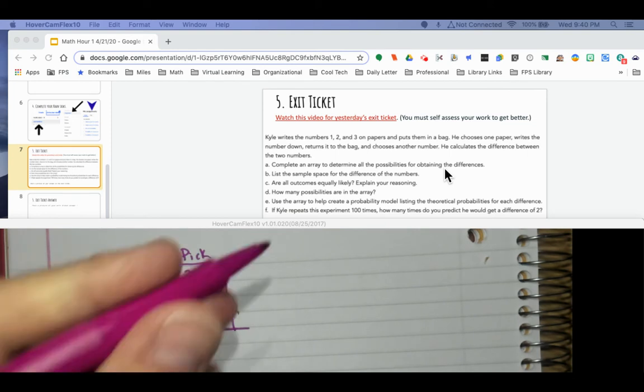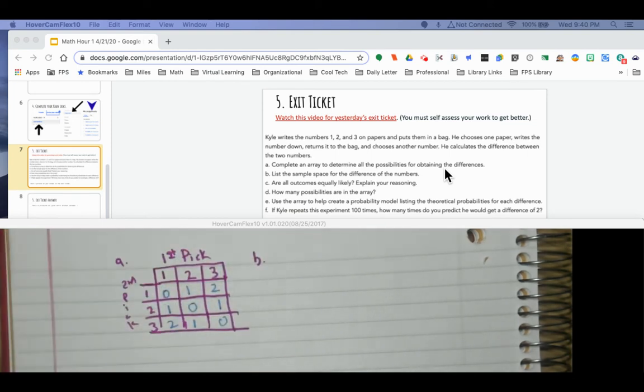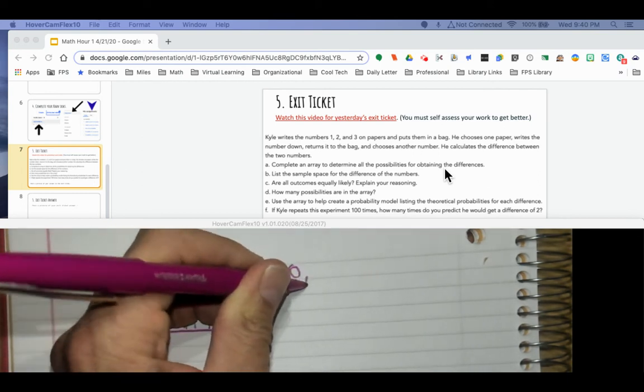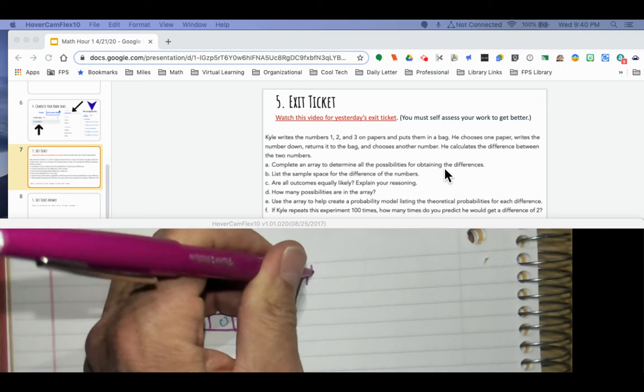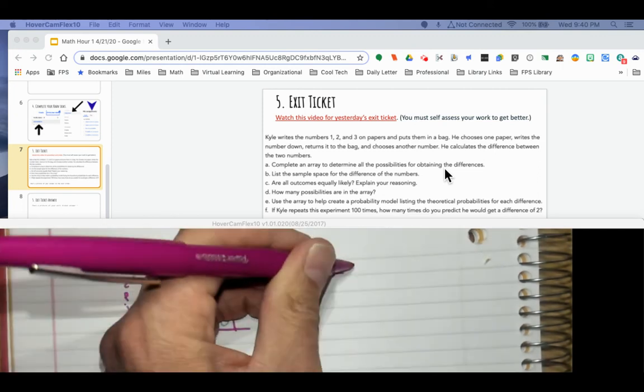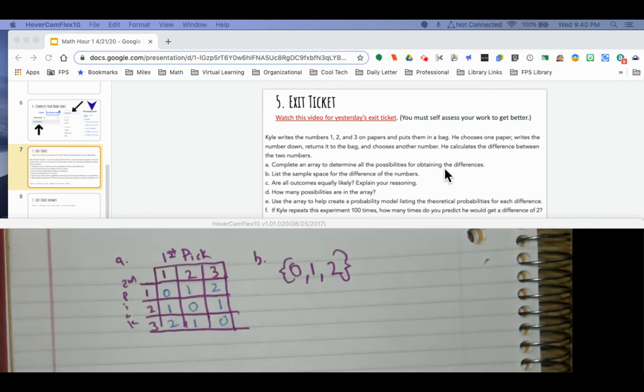Part B lists the sample space for the difference of the numbers. Well, I'm looking there and I see that we could have a difference of 0, a difference of 1, or a difference of 2. And so that is what my sample space should look like. C, are the outcomes equally likely?